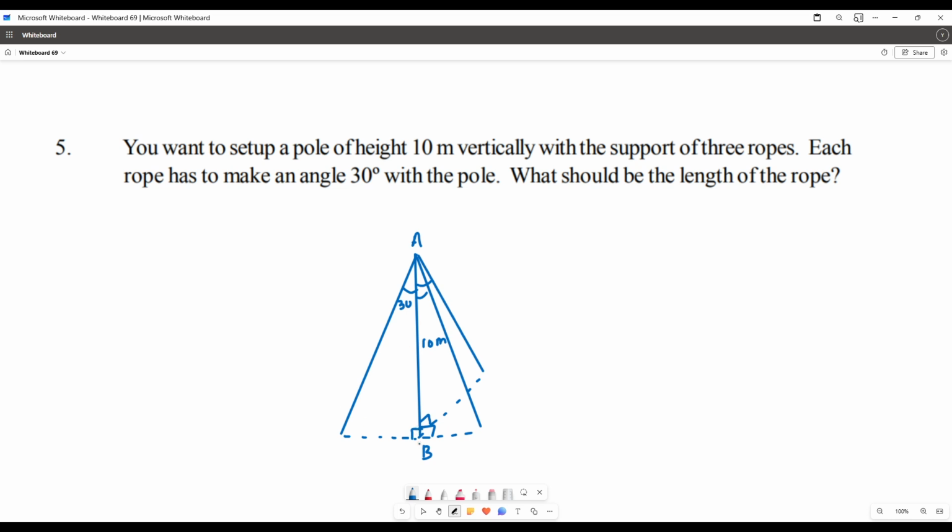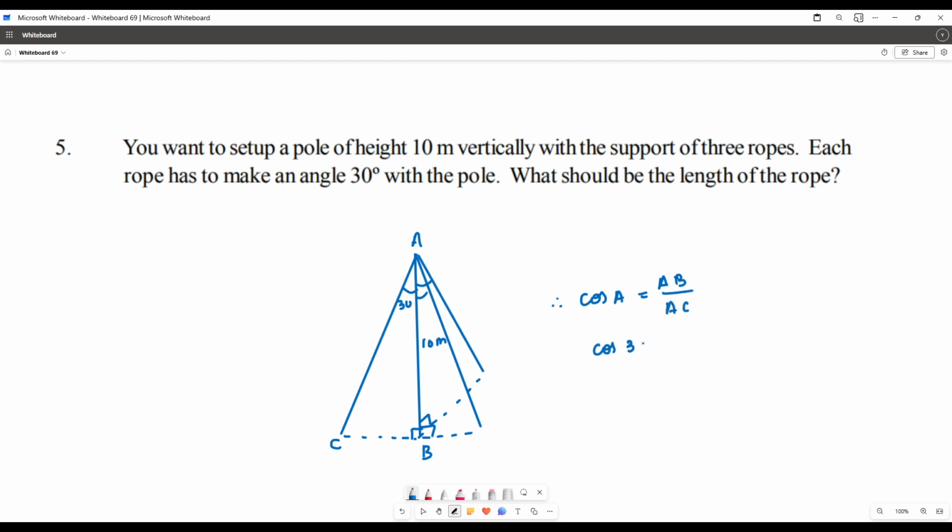So this is a right angle triangle, right angle at B, and let this be the point C. Now the rope here is AC. We need to find the length of AC. With respect to 30 degrees, we have the length of the adjacent side and we need to find the length of the hypotenuse. So the trigonometric ratio which has adjacent side and hypotenuse is cos. Therefore, cos A equal to AB by AC, and A equal to 30 degrees.